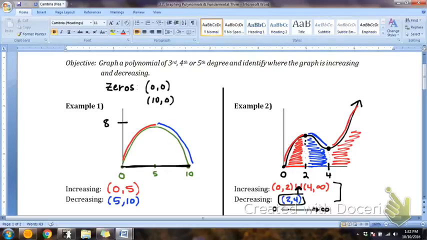The increasing stopped at 2, and I picked it up at 2. Stopped at 4, and I picked it up at 4. Do you guys see how that happens? That should always happen. Wherever you stop should be where you start on the next one. Okay, so I don't want you to draw that because that might look a little hectic on your paper.